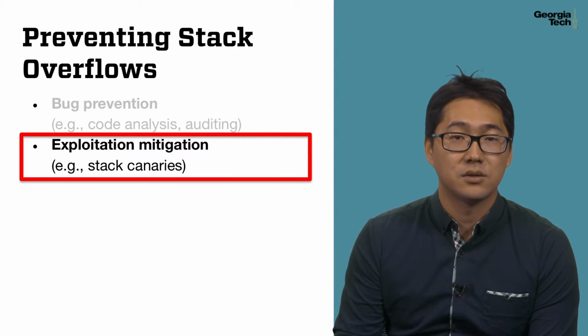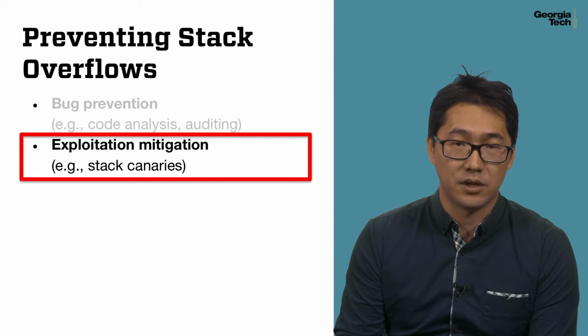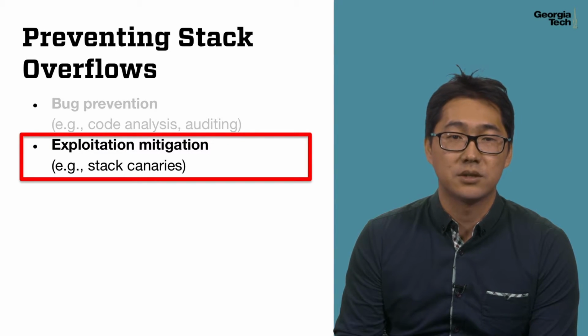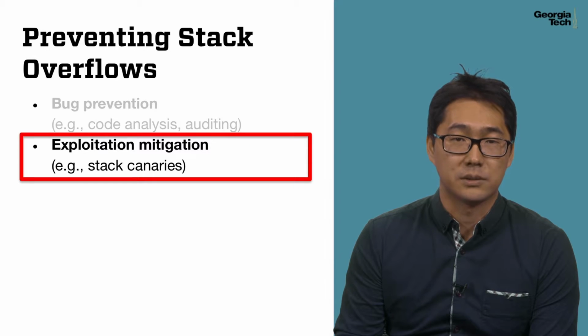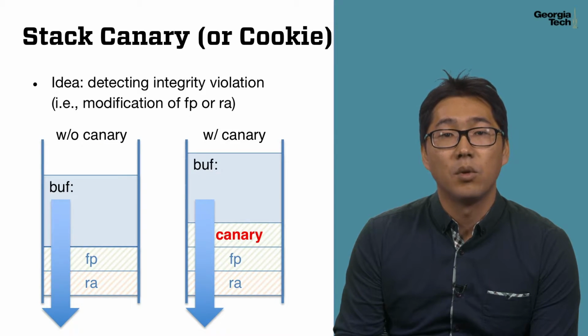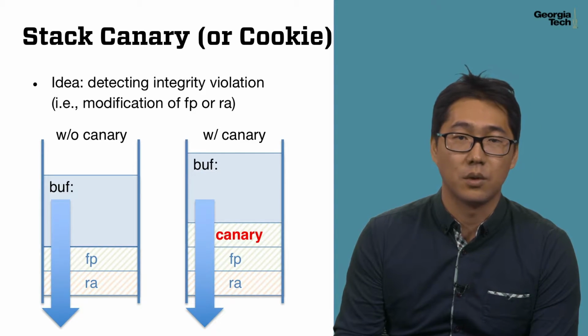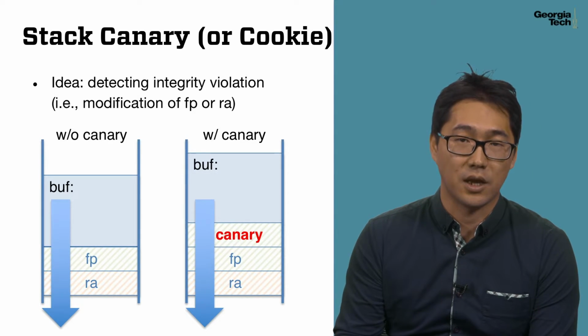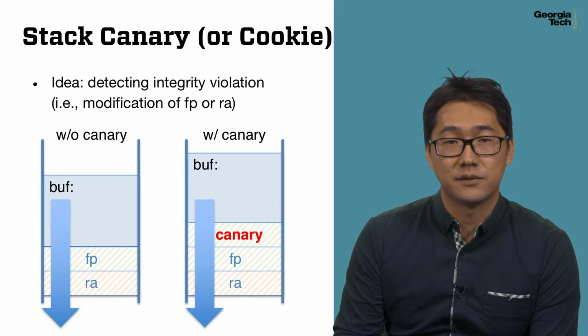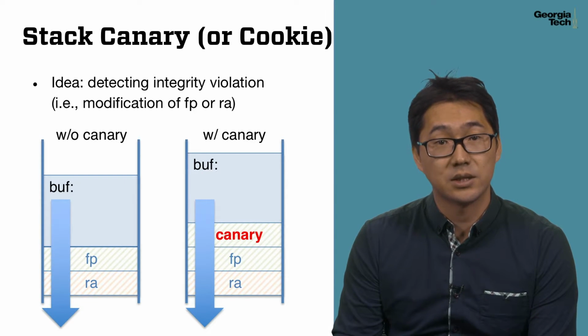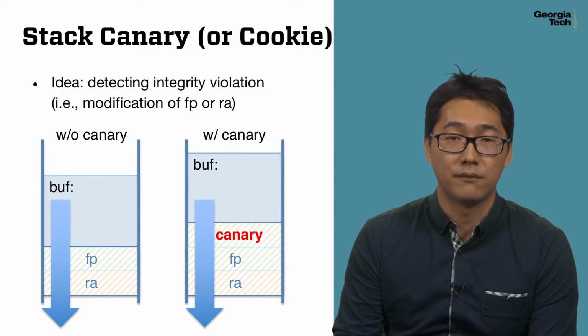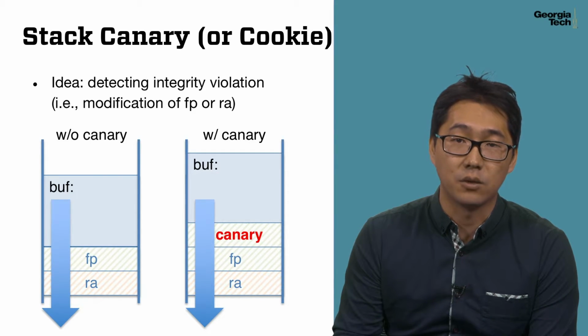However, such an approach is very specific to the program, so there will be no universal and practical way to achieve it. So the second approach that we'll focus on this week is to mitigate exploitation, meaning that we are going to make such a vulnerability harder to exploit. The most popular and widely deployed solution is called Stack Canary, also known as Stack Cookie or Stack Protection. The idea of Stack Canary is very simple.